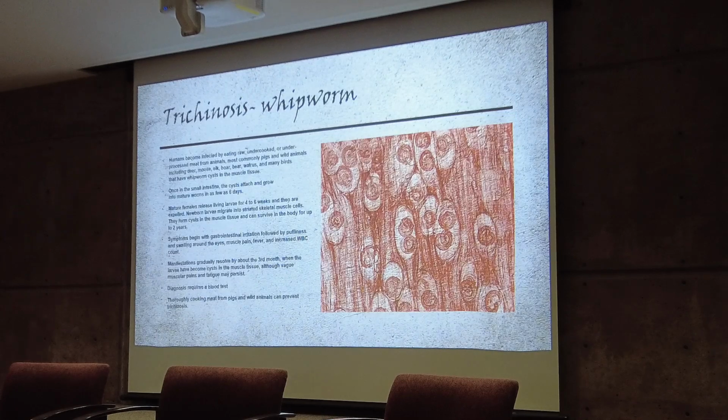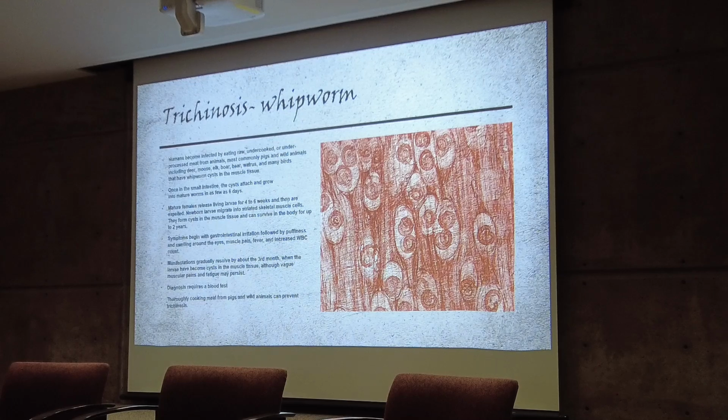Then we have trichinosis. Humans become infected by eating raw, undercooked, or underprocessed meat from animals, most commonly pigs and wild animals, including deer, moose, elk, boar, bear, walrus, and many birds. Yeah, who had walrus lately? No. That have worm cysts in the muscle tissue.